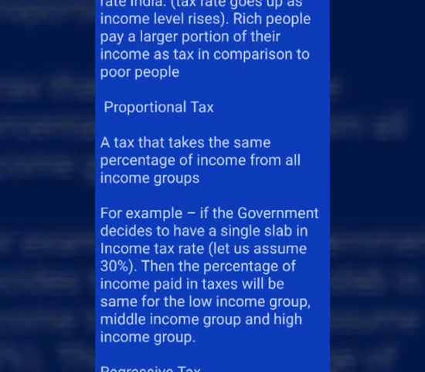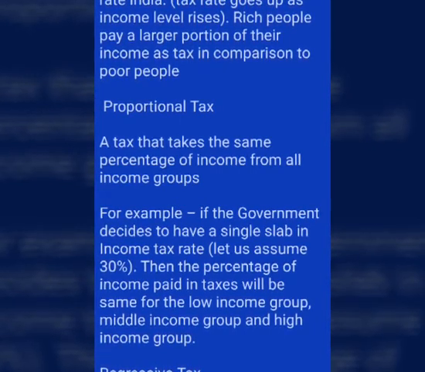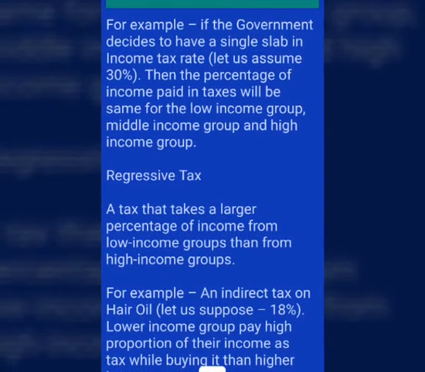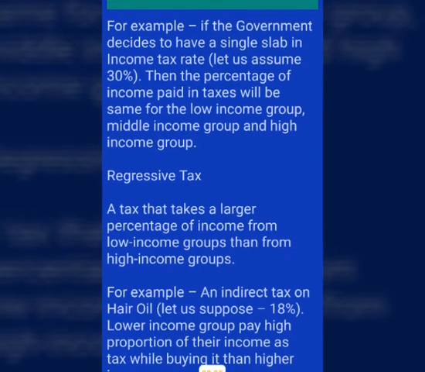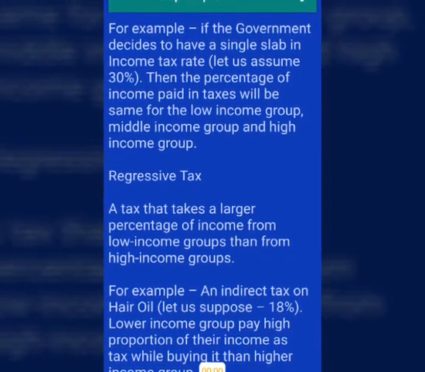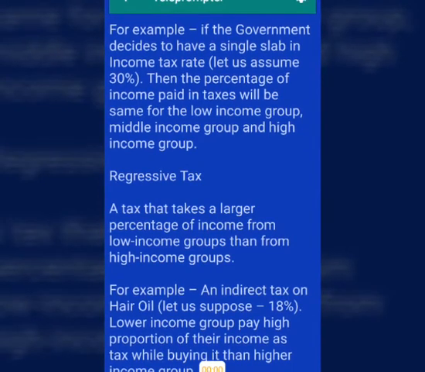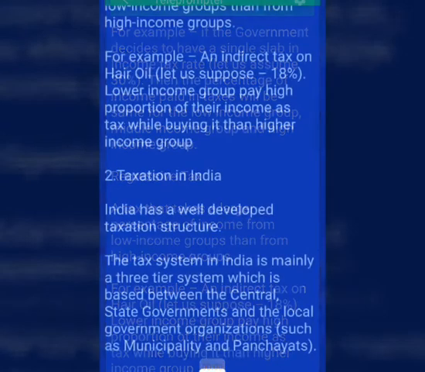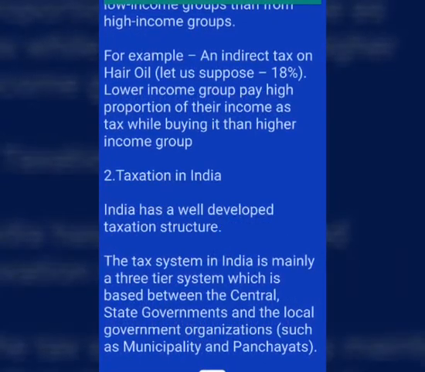2. Taxation in India. India has a well-developed taxation structure. The tax system in India is mainly a three-tier system, which is based between the central and state governments and the local government organizations, such as municipalities and panchayats. Thus, taxes in India are levied by the central government, state government, and local authorities such as panchayats and municipalities.